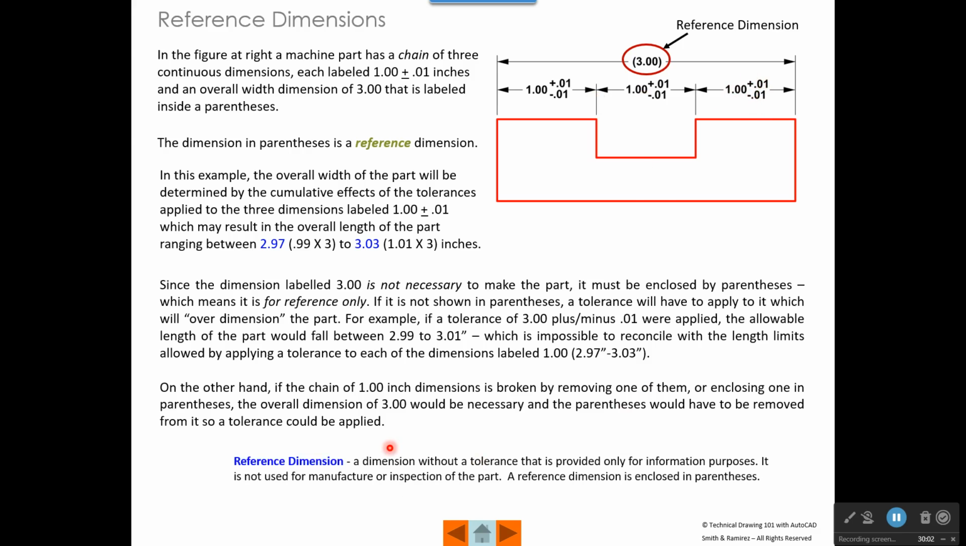A reference dimension is a dimension without a tolerance that is provided only for information purposes. It is not used for manufacture or inspection of the part. A reference dimension is enclosed in parentheses. If you remember a few minutes ago, I said that the ASME standard says that all dimensions shall have a tolerance except, and then it listed reference dimensions as one of the exceptions. So this is an explanation of the reference dimension.